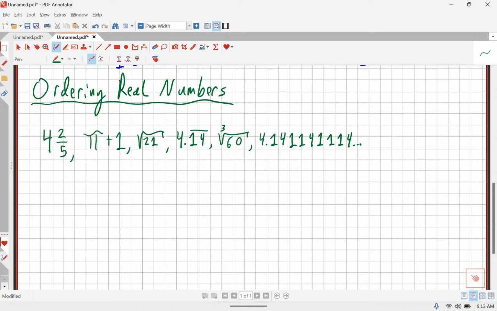Punch it in there. Your calculator's right there. Your calculator has a pi button that I would recommend you use for this for sure.